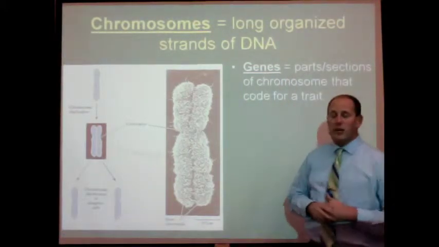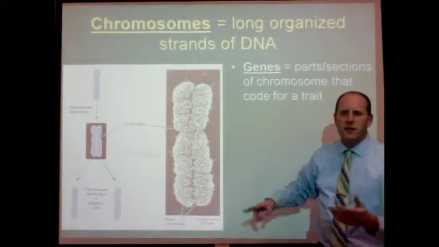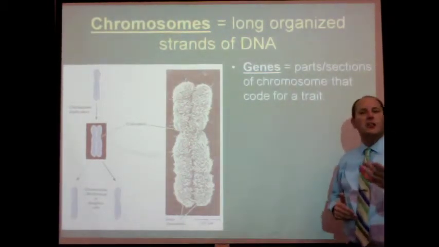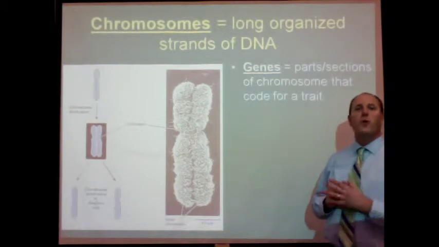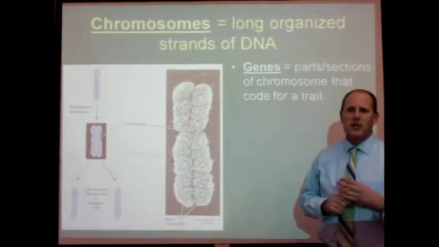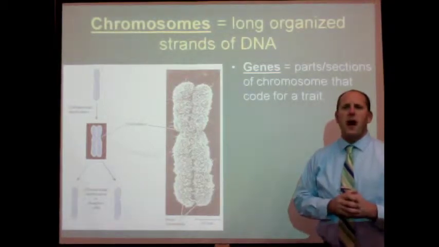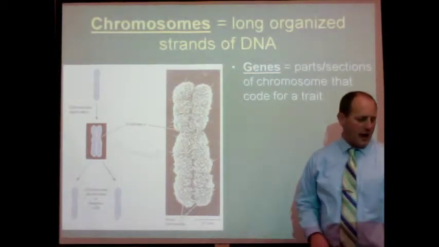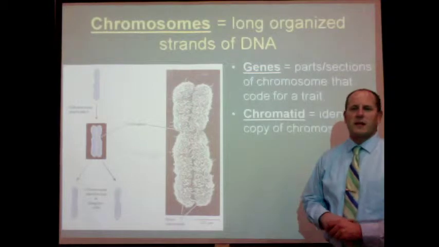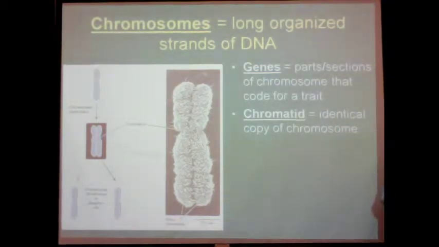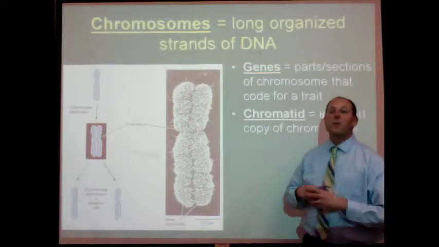And our definition here for what a gene is, it's a part or section of a chromosome that codes for a trait. That is, it codes for a particular protein. So genes are those parts, they're sections, and that goes on the right side of chromosomes that code for a particular trait.